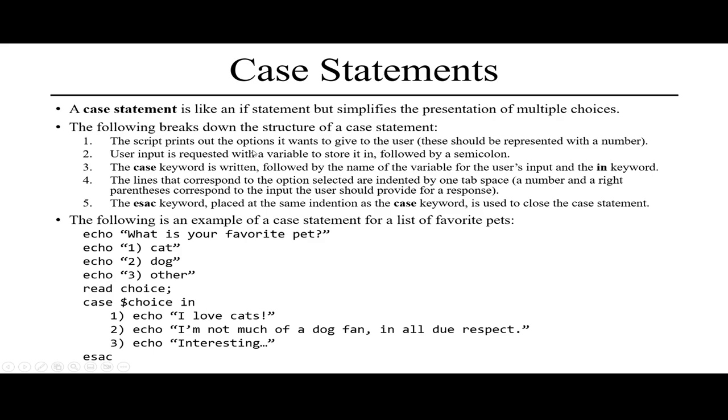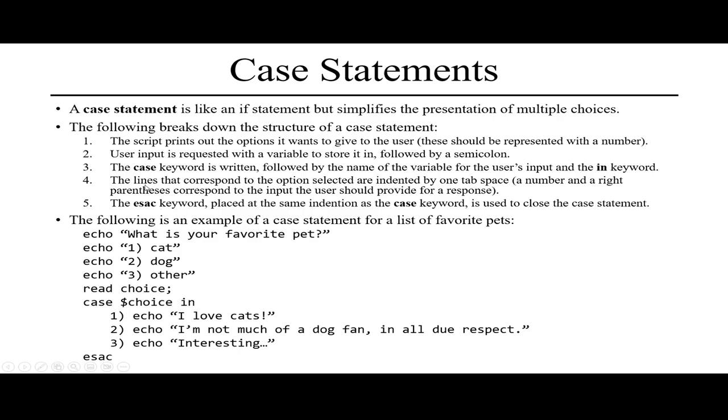So the script prints out the options it wants to give the user. I recommend representing them with a number. I'll get to the example later, but basically a user input is requested with a variable stored in it, followed by a semicolon. So the case keyword is then written, followed by the name of the variable for the user's input and the in keyword.